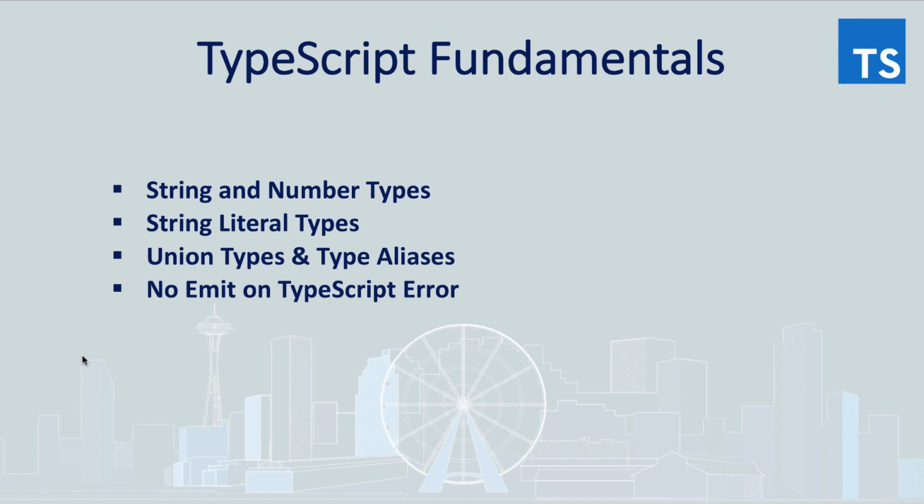Let's go over what we have learned in this video. At the beginning, we saw how to use string and number types in the context of our application. We also saw how to use string literals for type annotations and how union types and type aliases can make our code cleaner. We also saw the noEmitOnError option in the tsconfig file in order to stop the compiler from outputting JavaScript in case we have an error.